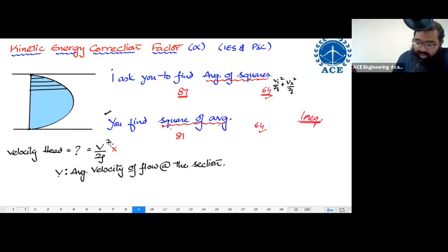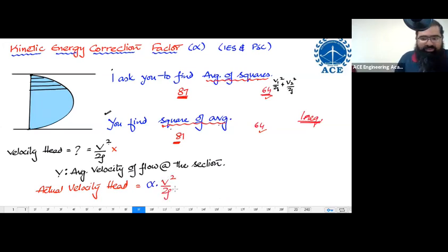So what is going to happen? This value is 81, whereas it was supposed to be 87. For example's sake, it is 81, whereas it was supposed to be 87. So now this value is lesser than the actual velocity head. So the actual velocity head is supposed to be equal to some factor multiplied by V square by 2g.